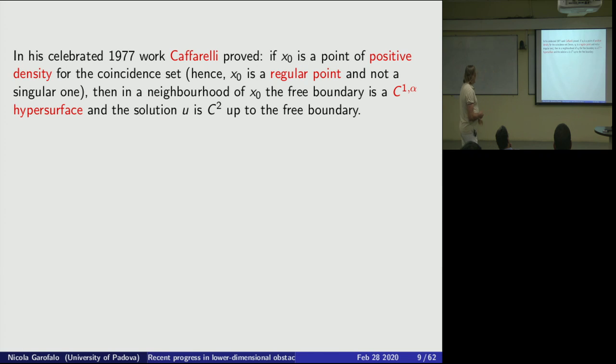So suppose that in that neighborhood, the free boundary is a C1 hypersurface and the solution is C2. So he proved that under this condition, in that neighborhood, the free boundary is a C1 hypersurface and the solution is C2 up to the free boundary. So you arrive at C2 from inside, okay?